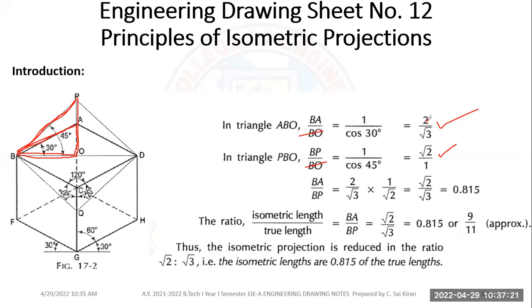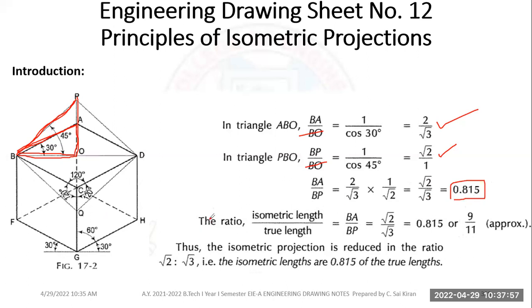BA by BP equals BA by BO over BP by BO. BO gets cancelled. The value comes as 2 by root 3 multiplied by 1 by root 2, because it is inverse. Again we have to make it inverse, so 1 by root 2. Here I multiply by root 2 and root 2, so I'll be getting root 2 by root 3, and the value of root 2 by root 3 comes as 0.815.